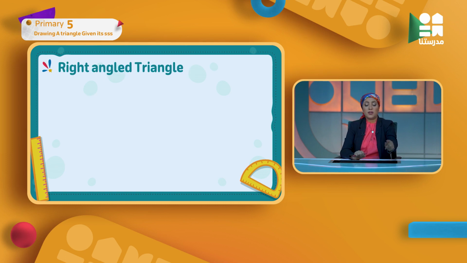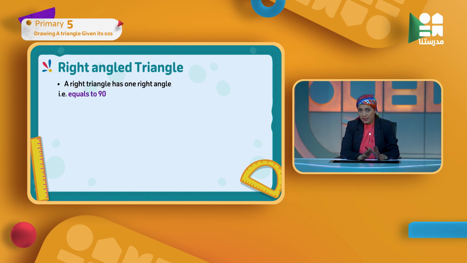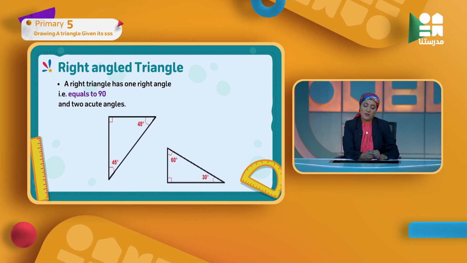Now the third type is the right angle triangle. We said that a right angle triangle has one of its angles equal to 90 degrees, and the other 2 are acute angles. As we also see in the example, one of the triangles has a 90 degree angle and the other 2 are equal to each other and they are both acute. The other one has a right angle and 2 angles, one is 60 and the other is 30, so both of them are acute.